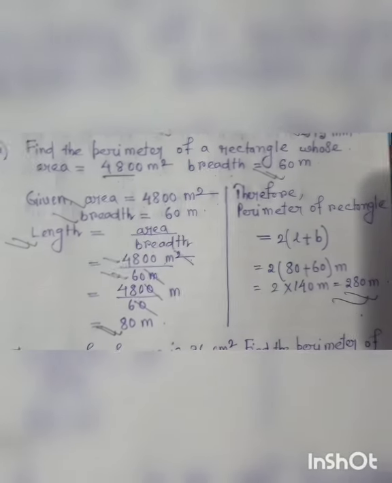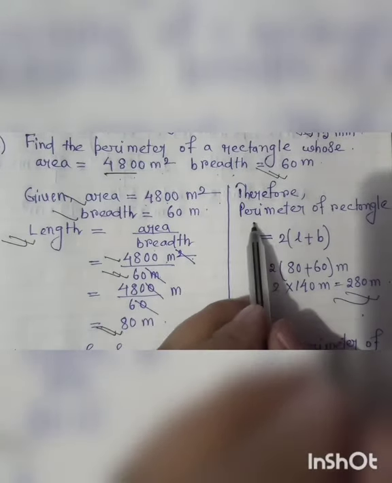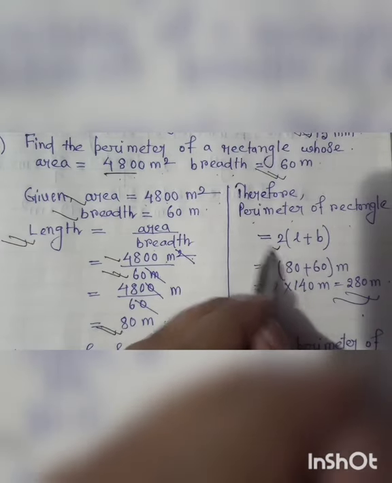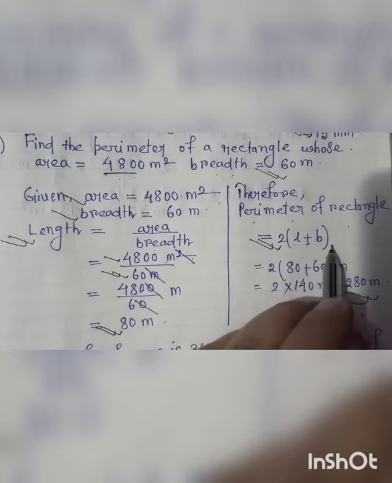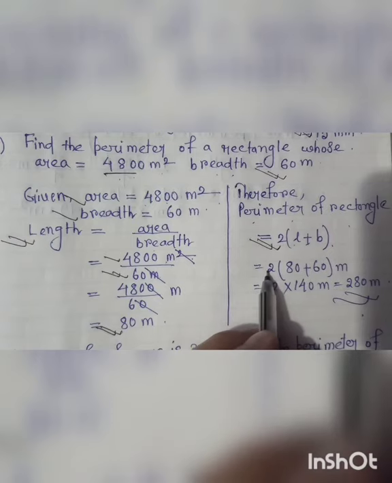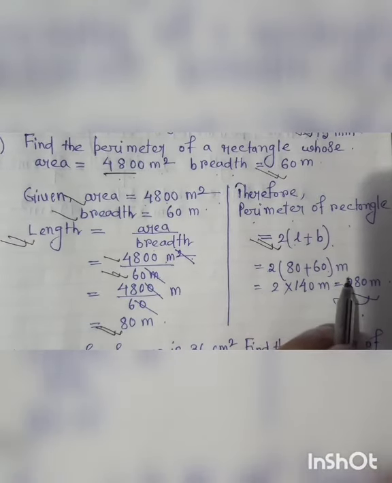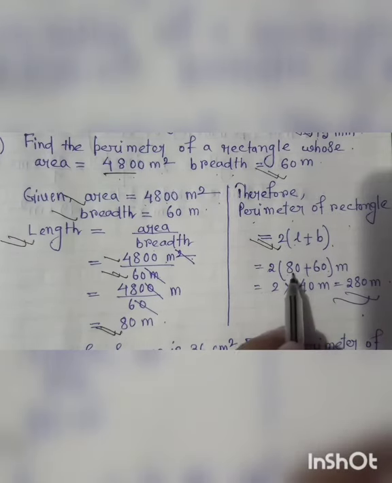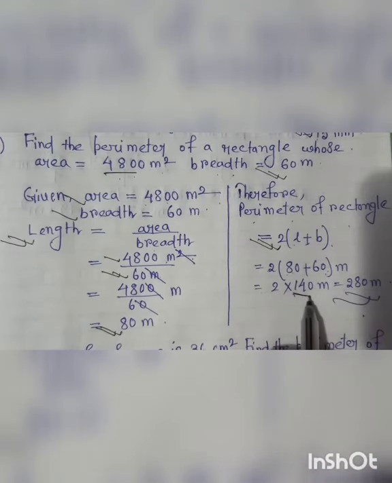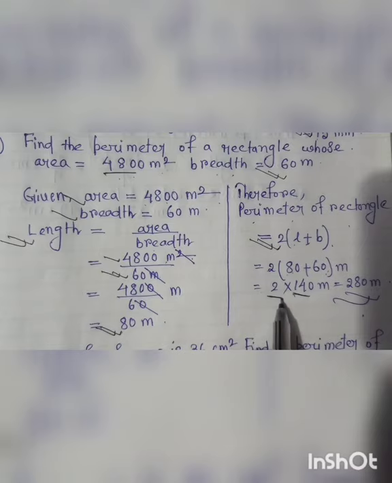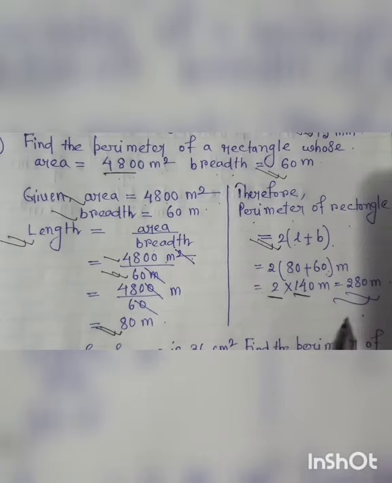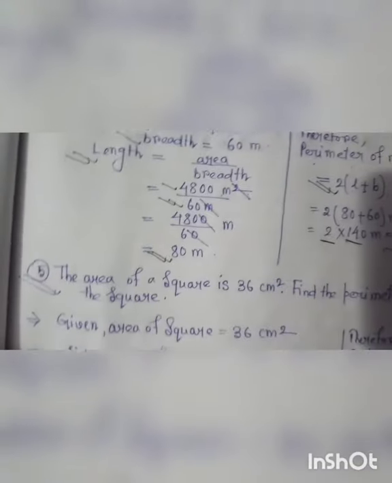And we need to find the perimeter. We know the formula, perimeter of rectangle is 2 times of length plus breadth. That means 2 times of length, 80 meter, and breadth, 60 meter. First you have to add 80 plus 60, 140. Then you have to multiply by 2. Then 280 meter is the perimeter of the rectangle.